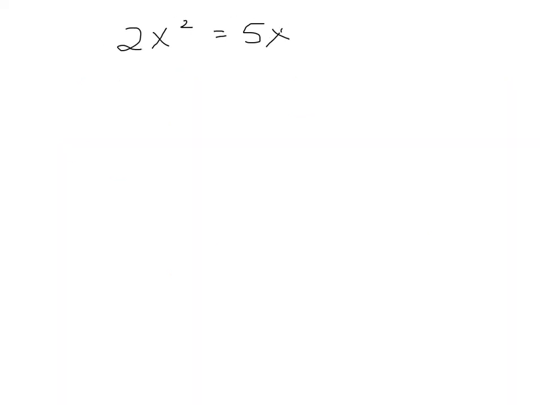Last example. So in my last example, I have 2x squared equals 5x. Well, I don't particularly like the way that this is written, so I'm going to change the format of it. So I'm going to say 2x squared minus 5x is equal to 0. Well, right now, this is in standard form. There's just no c term.